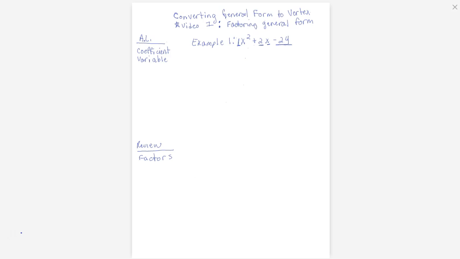For the first step, and we'll write these down later, what we're going to do is draw an area model. All right, something we just learned when we were converting the opposite direction, from vertex form to general form. So we're going to create our area model, and then we're going to fill it in.